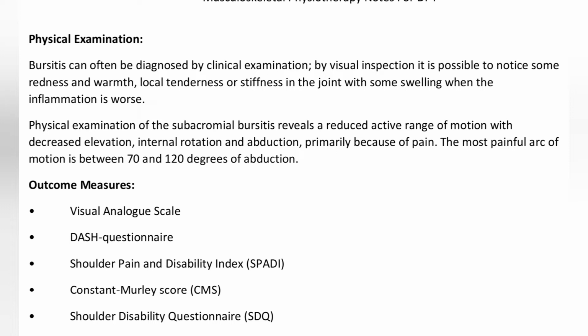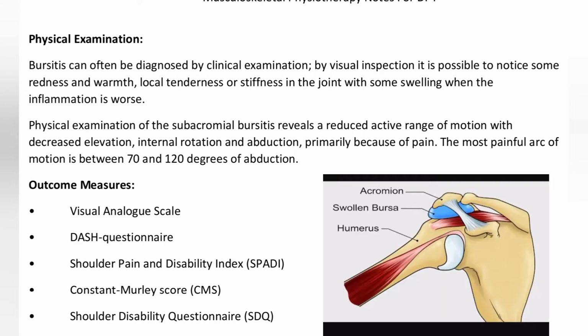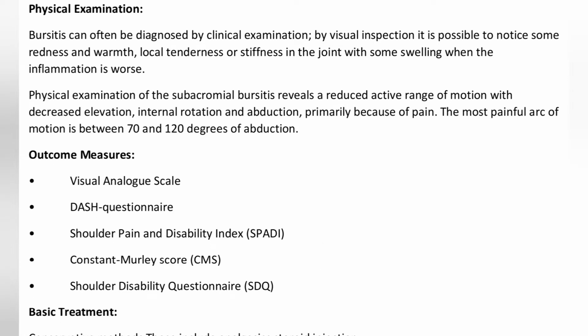The most painful arc of movement is between 70 to 120 degrees of abduction. So the patient feels pain in the painful arc of abduction, 70 to 120 degrees. From 0 to 70 they have no pain, but from 70 to 120 they have pain in abduction. Some outcome measures are used for subacromial bursitis.